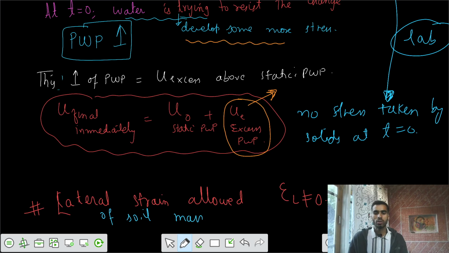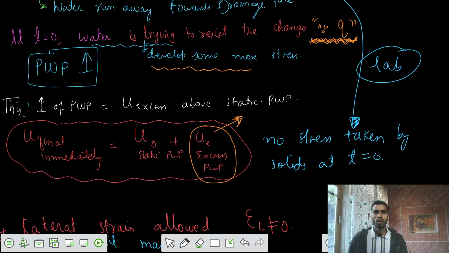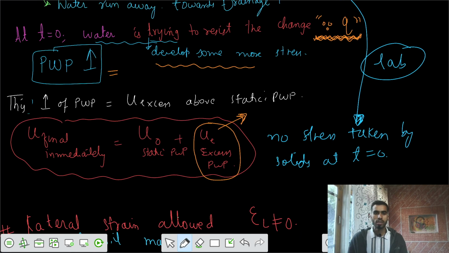How much is it trying to resist? It's trying to resist the total stress of change because of the surcharge. That's the extra stress we are applying on the soil mass. So I would say your excess pore water pressure that has increased actually equals the surcharge. That's external stress.